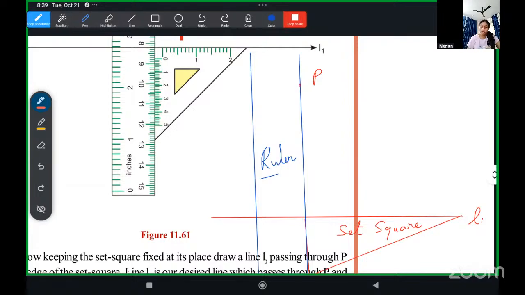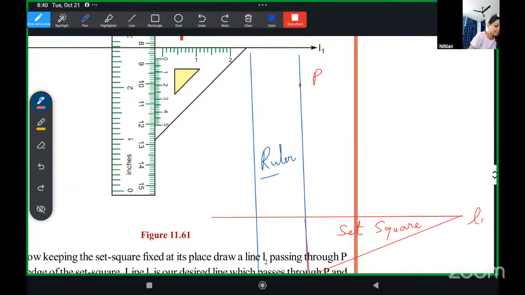You don't have to draw a perpendicular straight line. You just have to draw one line L1, put your set square and your ruler nearby. Done? Yes, ma'am. Now take your set square and slide it up like this.